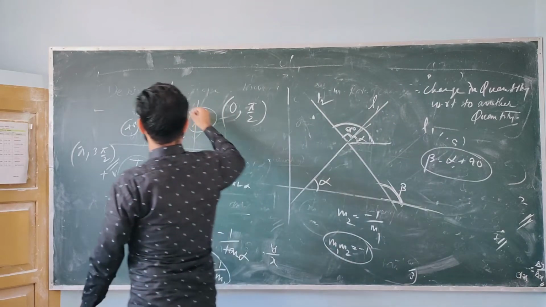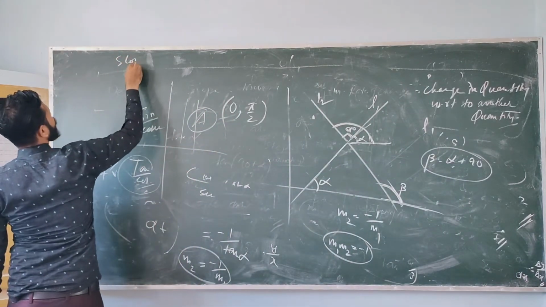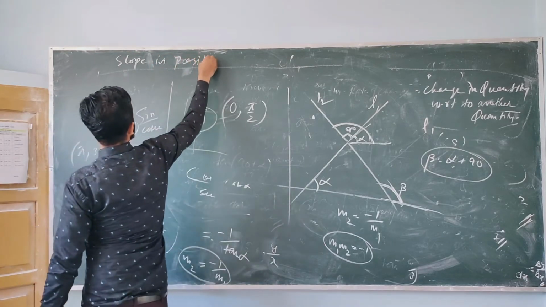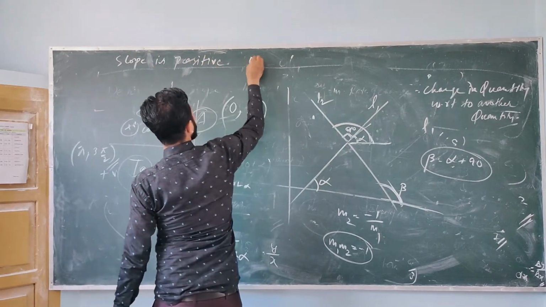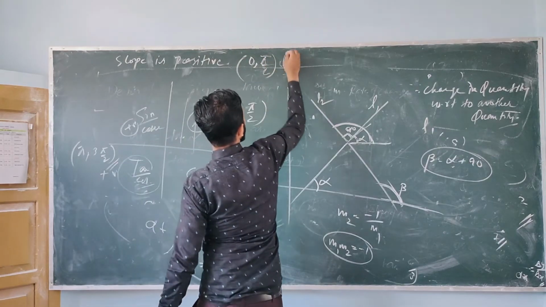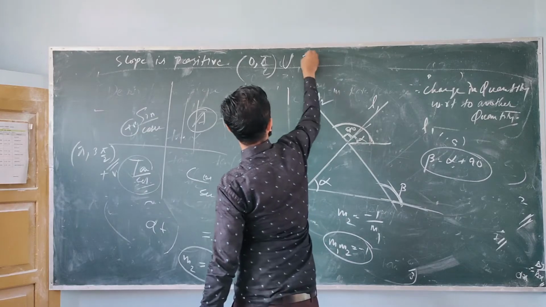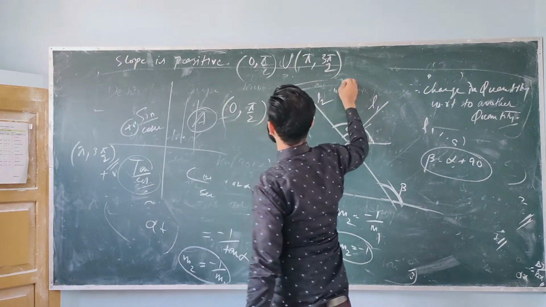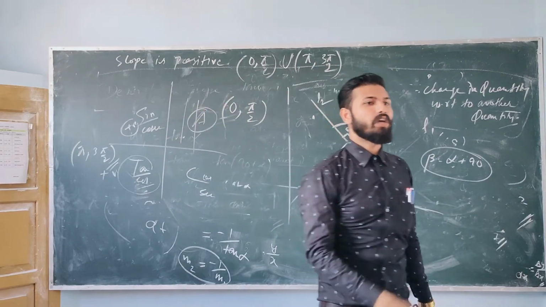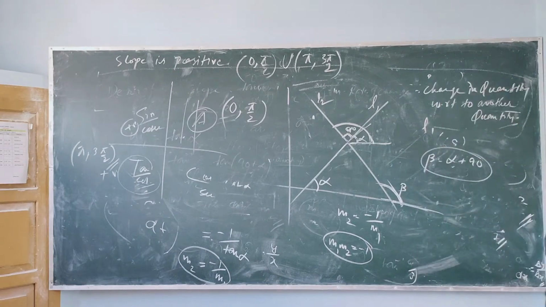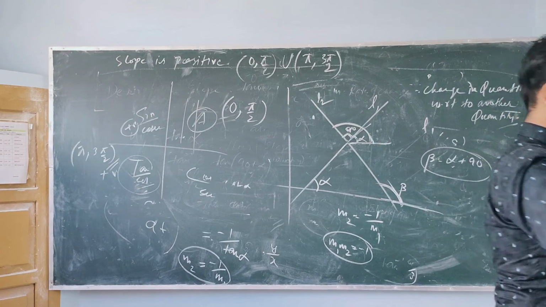So we can write: slope is positive in 0 to pi by 2, union pi to 3 pi by 2. In this range only tan theta is going to be positive, and slope will be positive in this case. Understood? This is a very important thing.